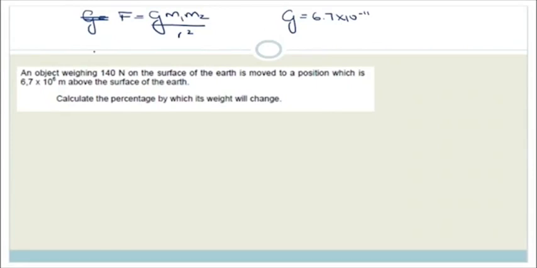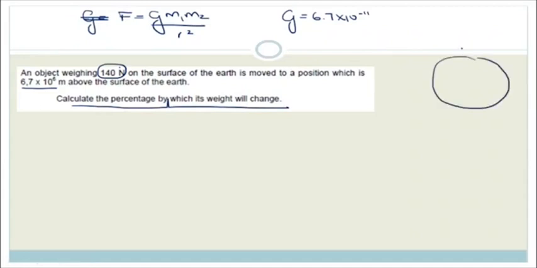Now it says, an object weighing 140 newtons on the surface of the Earth is moved to a position which is 6.7 times 10 to the 6 meters above the surface of the Earth. Calculate the percentage by which its weight will change. Okay, so we've got the Earth, and we've got an object. Now originally it was on the surface of the Earth.